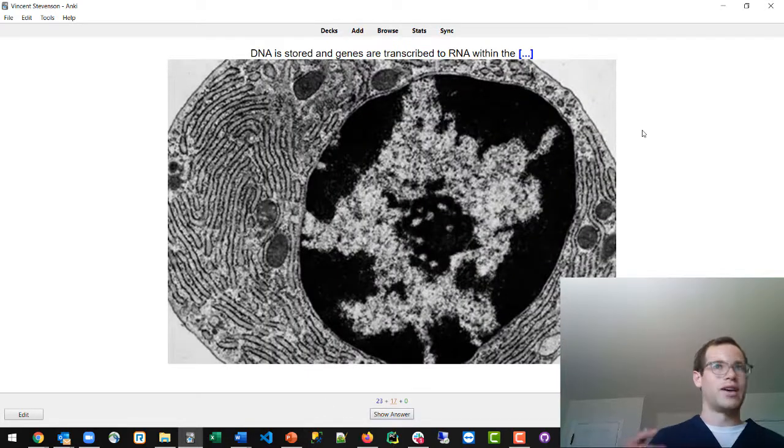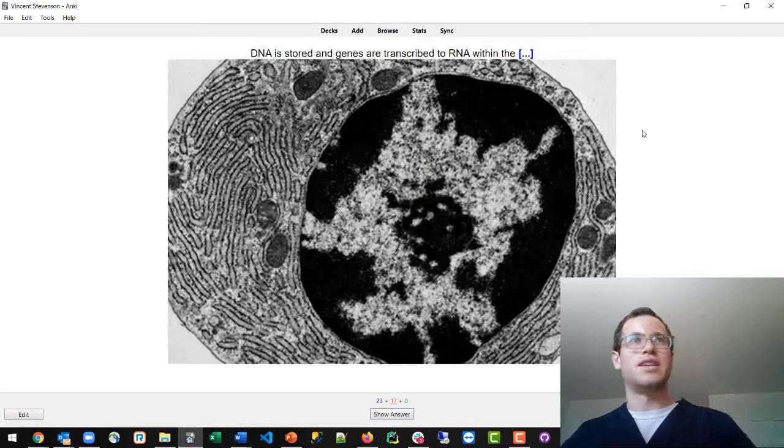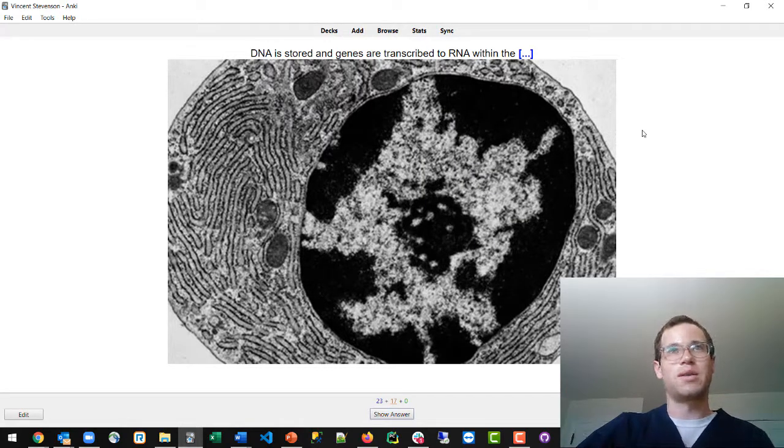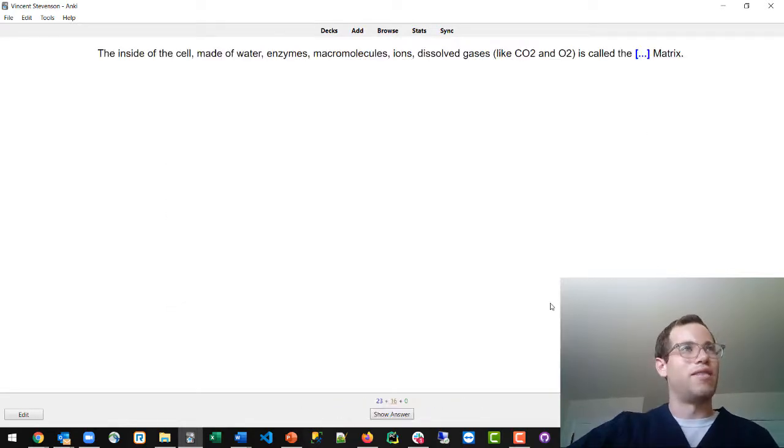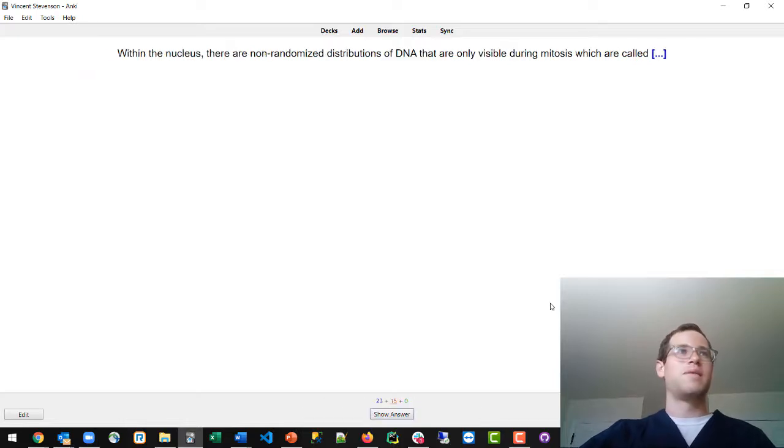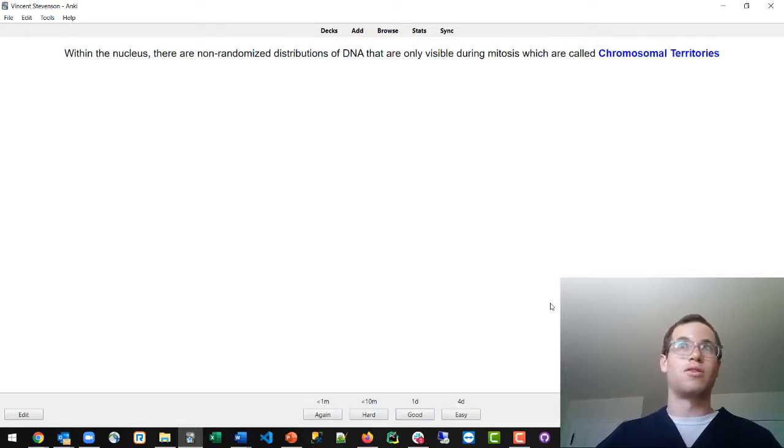And so, again, coming back to the nucleus, DNA is stored in genes that are transcribed to RNA, and this is happening in the nucleus. And we will say that's easy. The inside of the cell, made of water, enzymes, macromolecules, ions, dissolved gases, is called the cytoplasmic matrix. Within the nucleus, there are non-randomized distributions of DNA that are only visible during mitosis, and so these are called chromosomes, or chromosomal territory. These are the regions specifically.